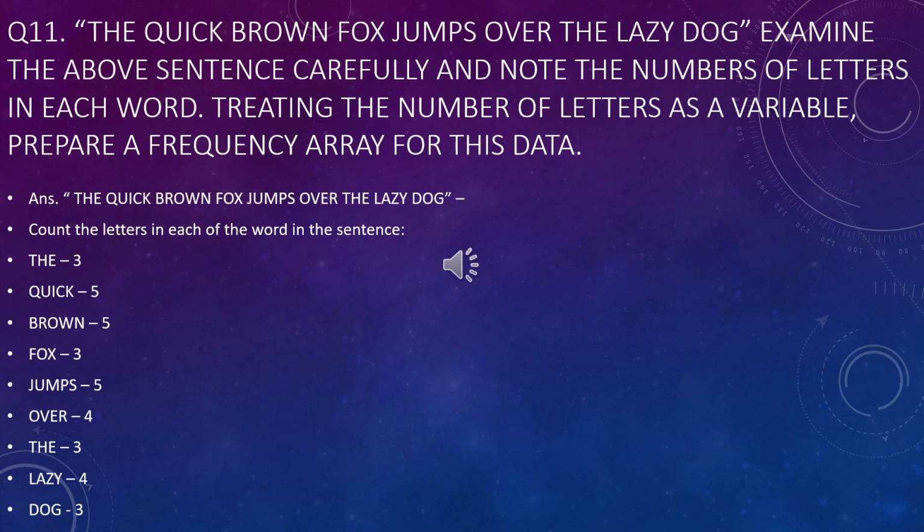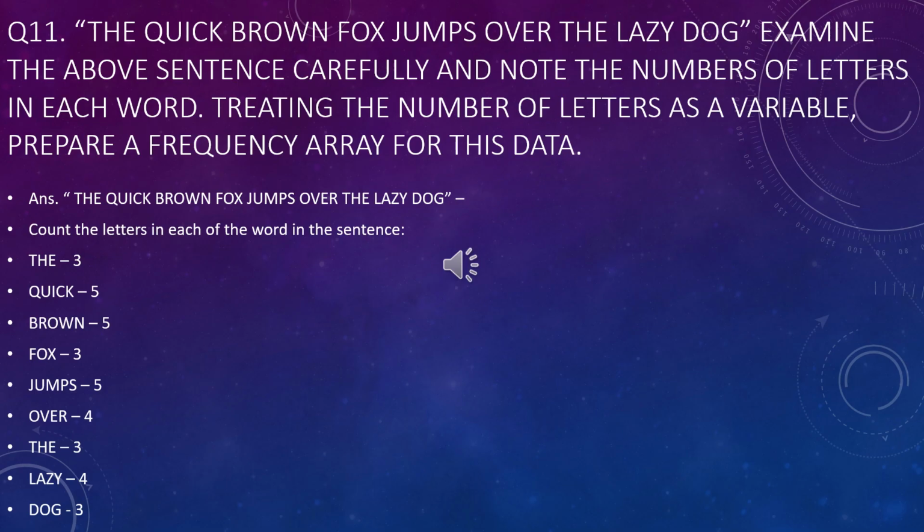Now question number 11, which is the last question: the quick brown fox jumps over the lazy dog. Examine the above sentence carefully and note the number of letters in each word, treating the number of letters as a variable. Prepare a frequency array for this data. For this answer, we will write the sentence once again. The quick brown fox jumps over the lazy dog. And now we will count the letters in each word of the sentence.